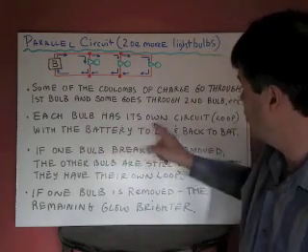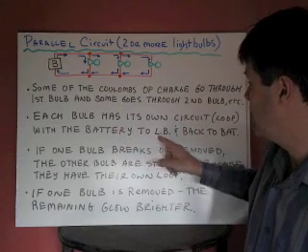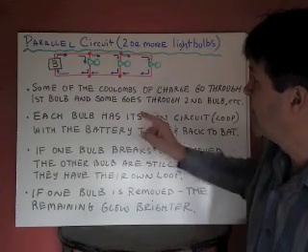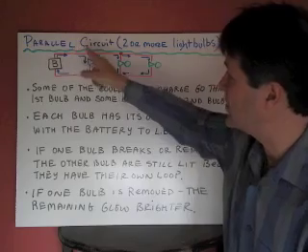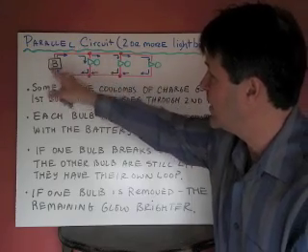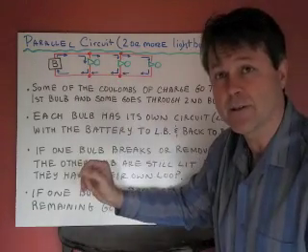Each bulb has its own circuit or loop with the battery: from the battery to the light bulb and back to the battery. So if we look at this light bulb here, we can see that we can trace out with the red line that we have a continuous loop. So that light bulb should light up in that circuit.